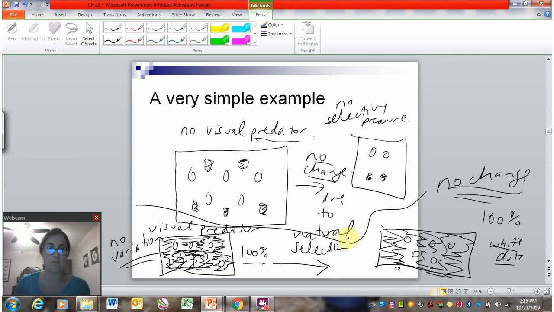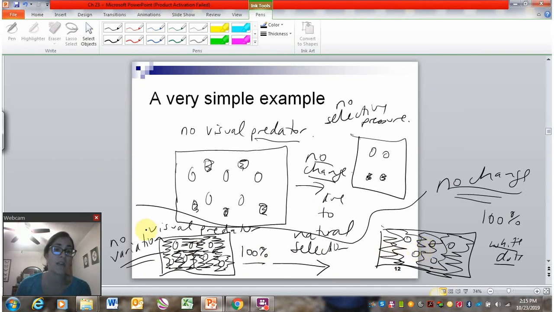predator and become dark. No, we can't change our genetic traits. We have the traits that we have. And because this population is 100% white dots, they all have the same color, there's no way for a dark dot to get selected for. Okay, so without variation, natural selection cannot occur.